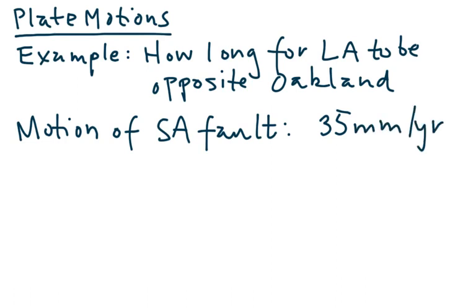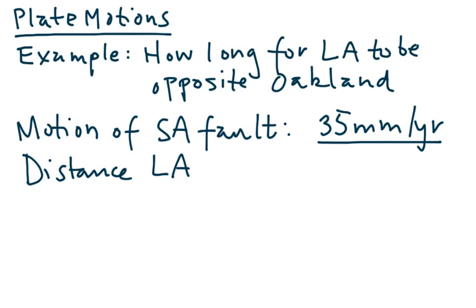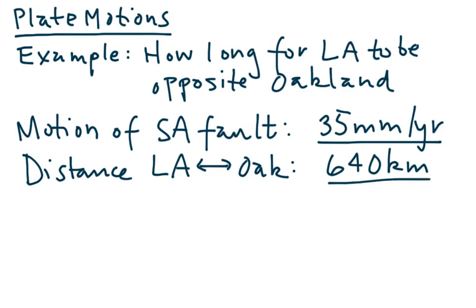So this small amount of annual motion, we will investigate how long it takes for the two cities that currently have a distance. So the distance from LA to Oakland is currently 640 kilometers. And we're interested in understanding how long it takes the motion of the plate to bring the two cities in line with each other. So to do that, we'll use the equation that we've used in previous chapters.